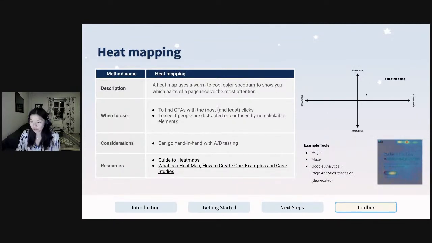Heat mapping, also following the same quadrant of quantitative behavioral. It's pretty much a visualization of the analytics, where you can see, based on a color spectrum, what buttons are being clicked. It's not so much what people are looking at, that's more like eye tracking, but in this case, you can measure what people are actually clicking.